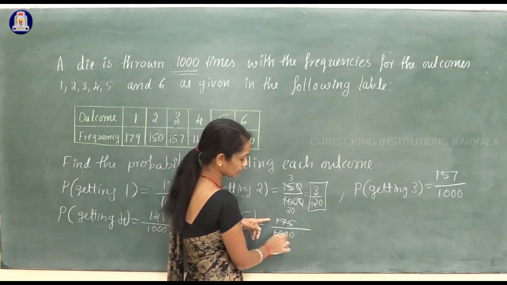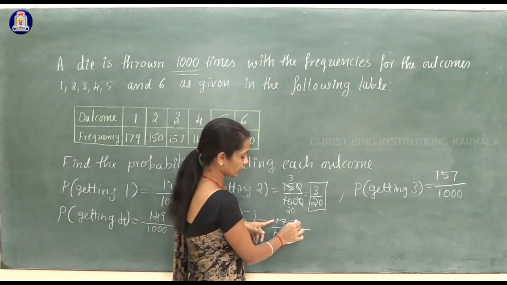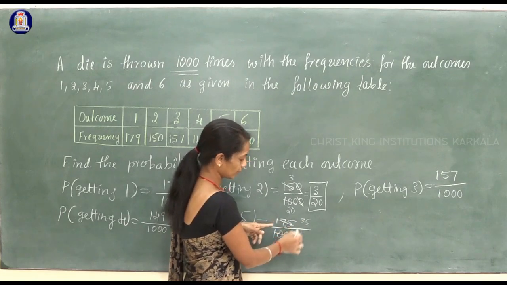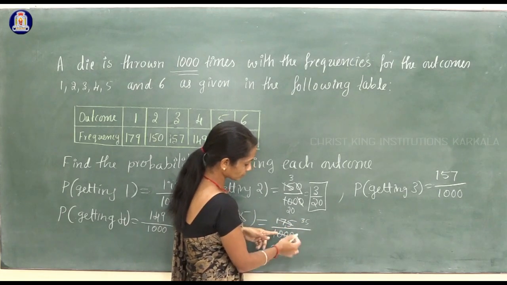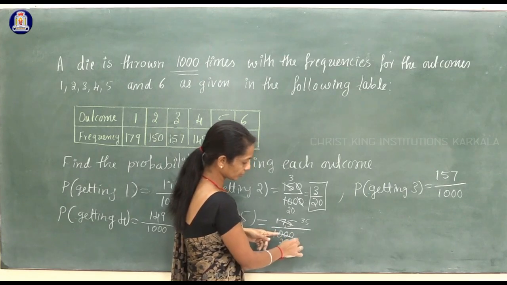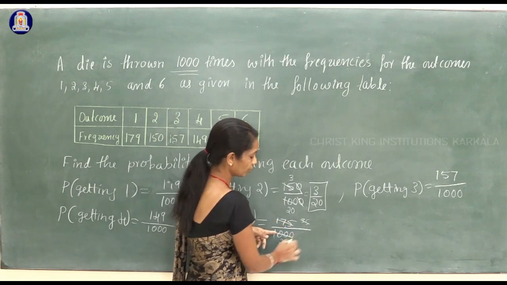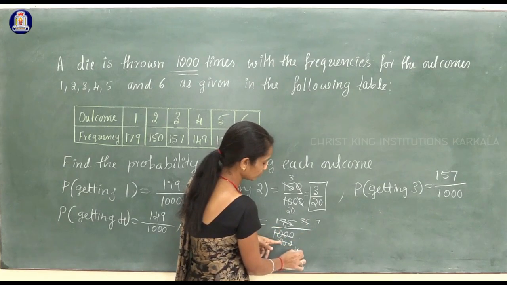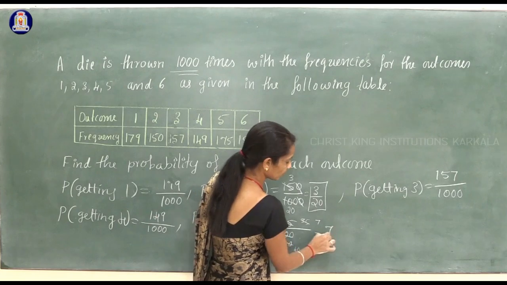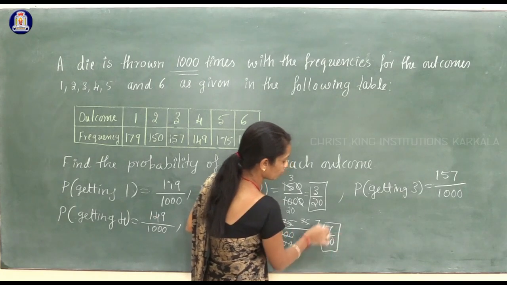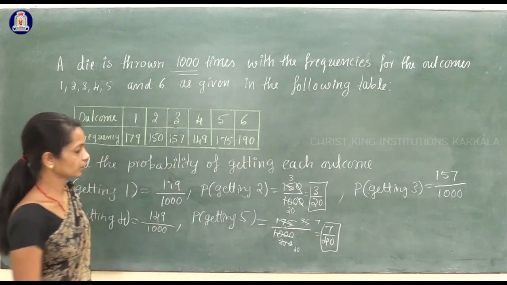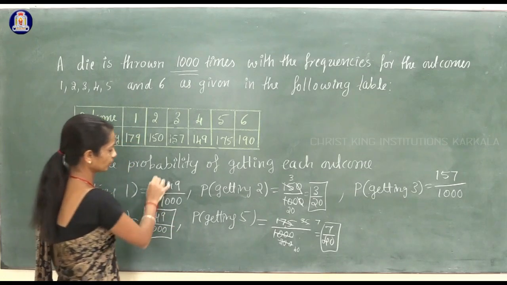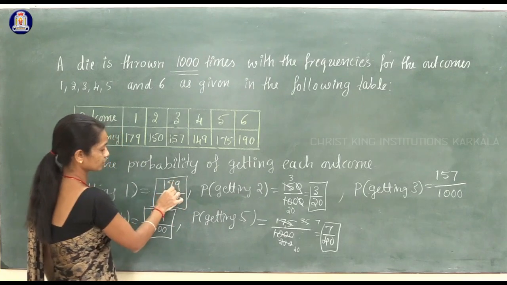Here both numbers are divisible by 5, so cancel by 5: 5 3 times 15, 2 left, 5 5 times 25, and 5 2 times 10, 0 times 0, 0 times 0, 35 and 200. You can cancel by 5 again: 5 7 times 35, and 5 4 times 20, 0 times 0. So 7 by 40 is the probability of the fifth outcome.